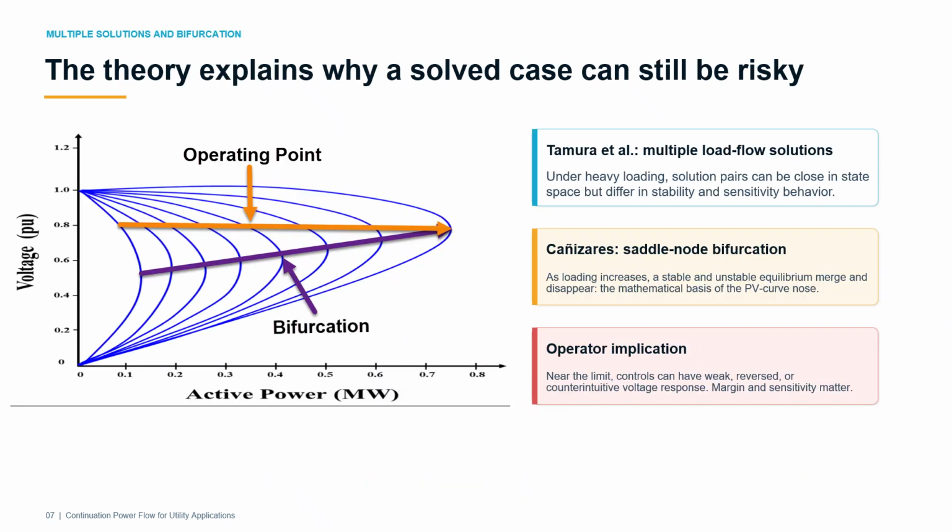The theory explains why a solved case can still be risky. Under heavy loading, multiple load flow solutions can exist, and solutions that are close mathematically may behave very differently from a stability perspective. Bifurcation theory explains the PV curve nose as the point where a stable and unstable equilibrium merge and disappear. Near this point, voltage response can become weak or counterintuitive, so margin and sensitivity become critical.